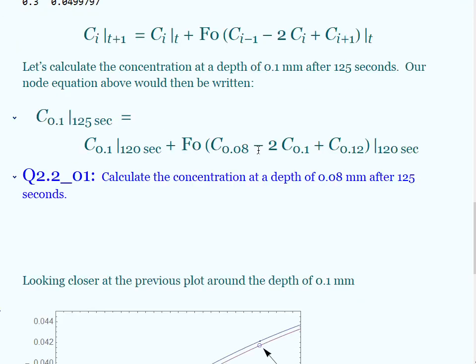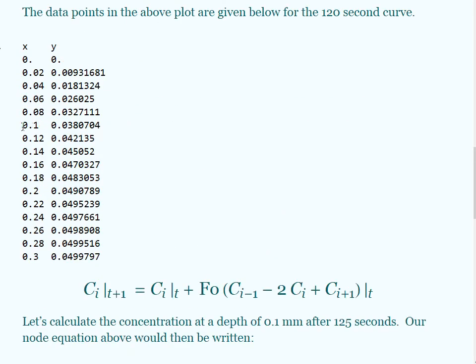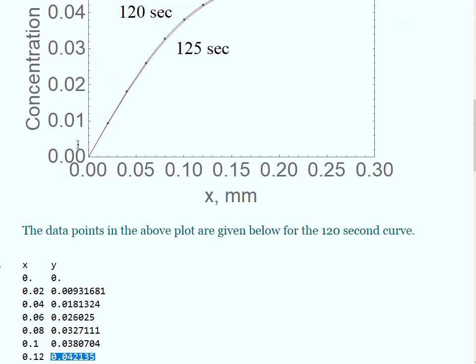Okay. So what you can do is go ahead and pause the video and make sure that you can do this calculation. What I'd like to calculate is, at a depth of 0.1, what that value is at 125 seconds. I'm given the 0.1 concentration value, the node to the left of it, and the node to the right of it. All those values are given.